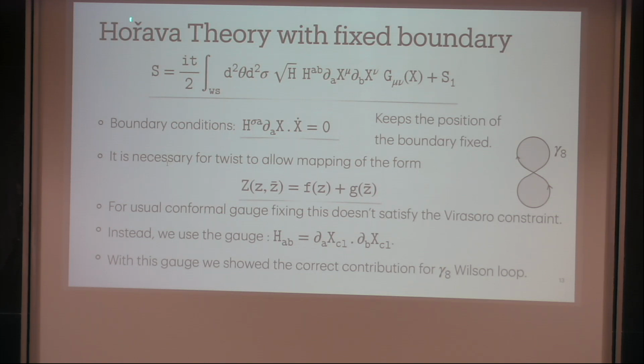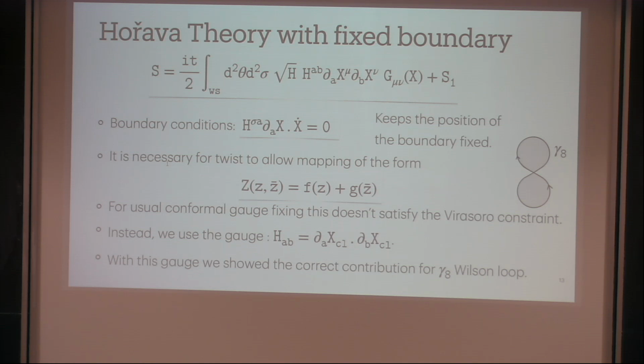So for this we use the same theory but with fixed boundary, and the action remains the same. All we have to introduce is the boundary condition. Boundary condition effectively keeps the position of the boundary fixed, because we are looking at a Wilson loop. And now to deal with this figure 8, it was very necessary to have a mapping of the form of some holomorphic function plus anti-holomorphic function. Previously I told you this kind of solution doesn't satisfy the Virasoro constraint if we use the conformal gauge. Now we had to change the gauge. What we did is we set this auxiliary metric HAB to the classical induced metric itself.